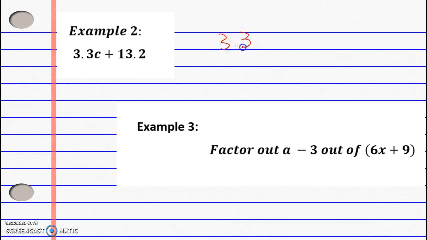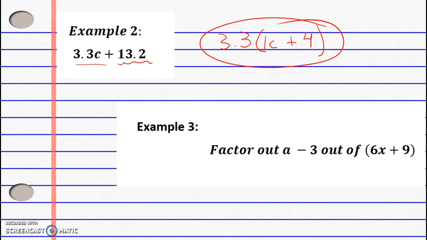So we're going to just take out 3.3. We've got 1c right here, because 3.3 times c is 3.3c. Then we take 3.3 out of 13.2, and that is 4. And when you multiply those, you should get 3.3c plus 13.2. So that's our answer for that one.